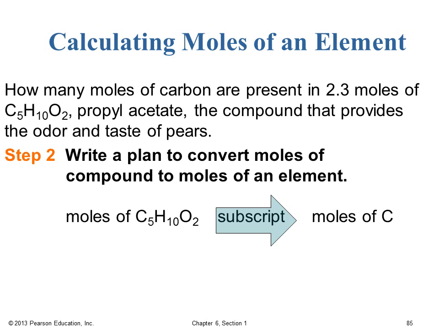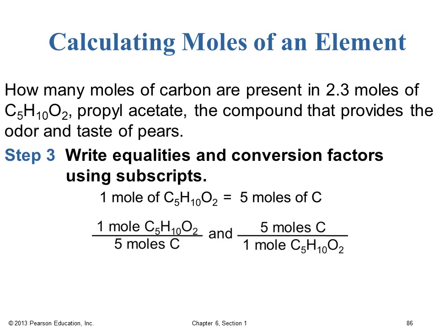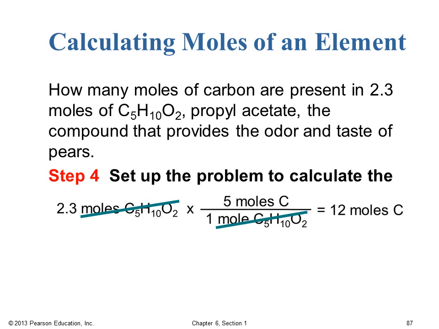So you're going to just use the subscripts in the compound to convert the moles of C5H10O2 to moles of C. And so in 1 mole of C5H10O2, you have 5 moles of carbon. And so in this case, you want the moles of C5H10O2 to cancel out. So you want that in the denominator, and you want moles of C in the numerator. And so here you see that being set up. And so our moles of the propyl acetate cancel out, and you're left with 2.3 times 5 moles of C is equal to 12 moles of C.